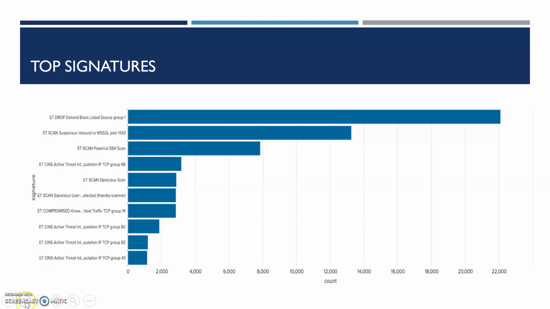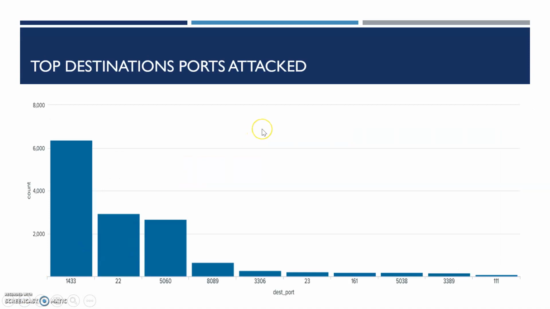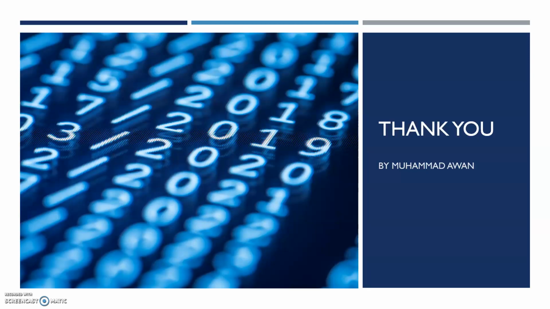I know we're running out of time here, so I'll quickly go through the rest of the findings I have. Well, we have the top destination ports attacked, as we can see here, port 1433, which is the default port for SQL Server, which was attacked just over 6,000 times during the whole experiment. The second place goes to the SSH port 22, and so on.